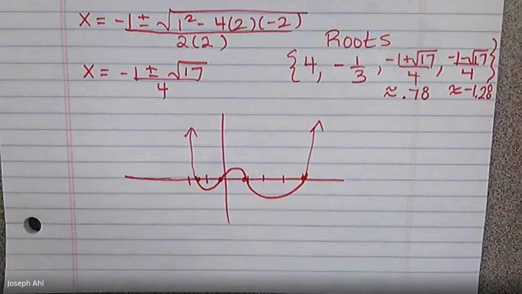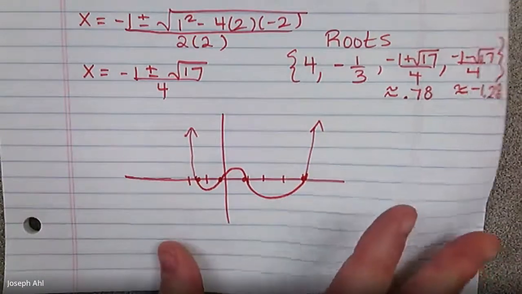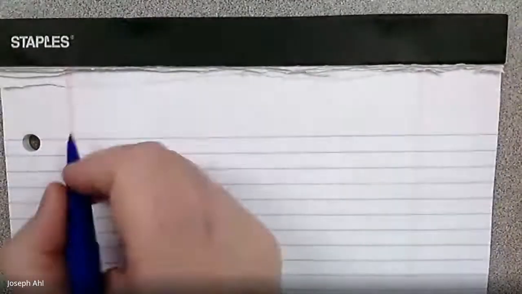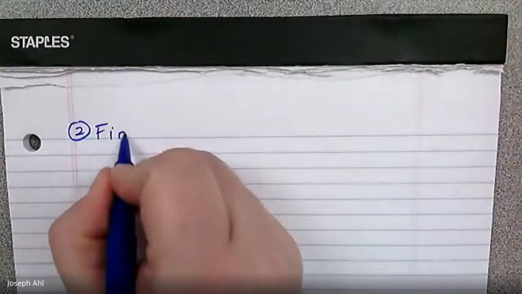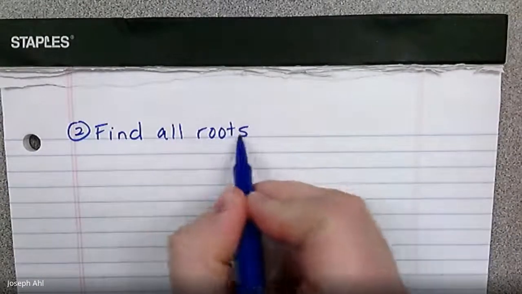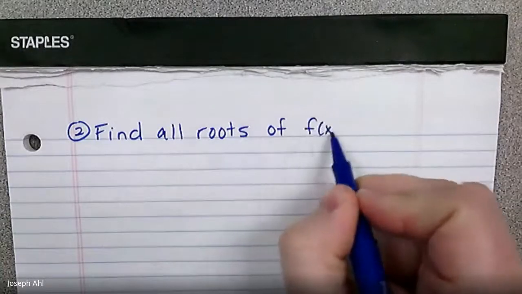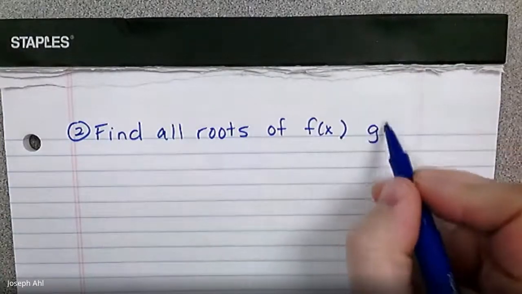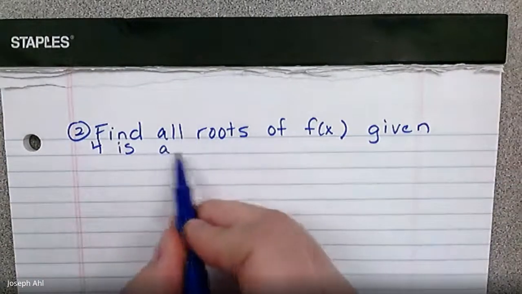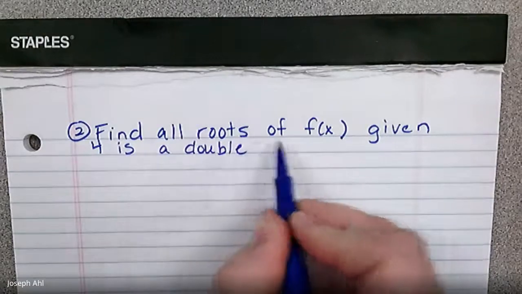For now, I have to tell you some of the roots to get started, but let's try one more like this. And if you'd like to give it a shot on your own, I'd encourage you to do so. But I'm going to go through the solution as I write it down. Okay, our last example is to find all roots of f of x, given 4 is a double root.